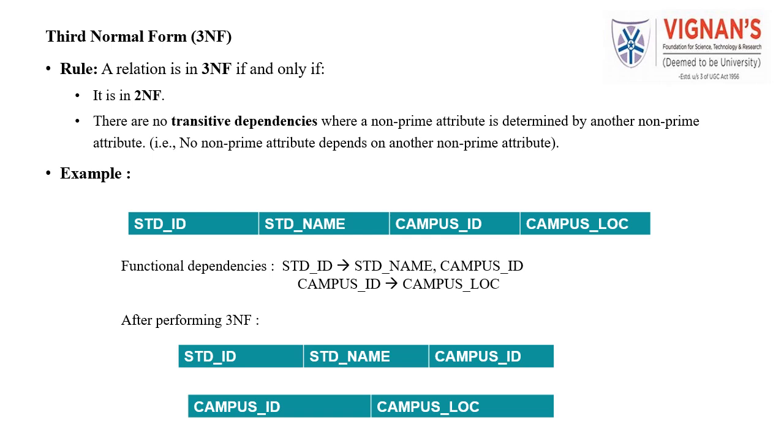To remove transitive dependency, we split the table into two separate tables. Table 1, Student Table. Student ID, Student Name, Campus ID. This table stores student information. Table 2, Campus Table. Campus ID, Campus Location. This table stores campus details. After decomposition, transitive dependency is removed. Each non-prime attribute depends only on the primary key. The table now satisfies third normal form.